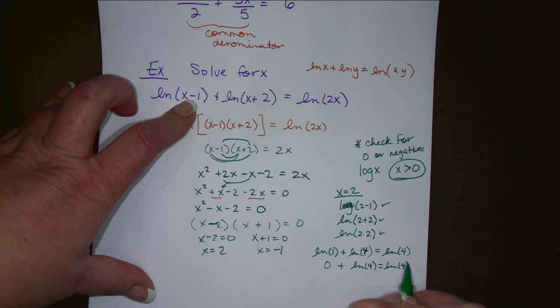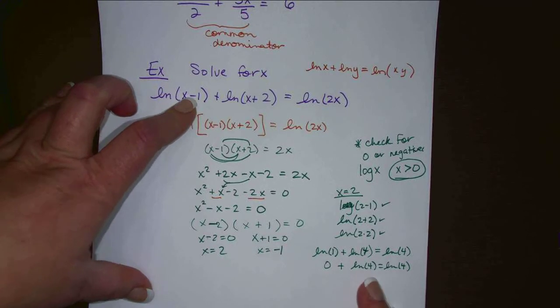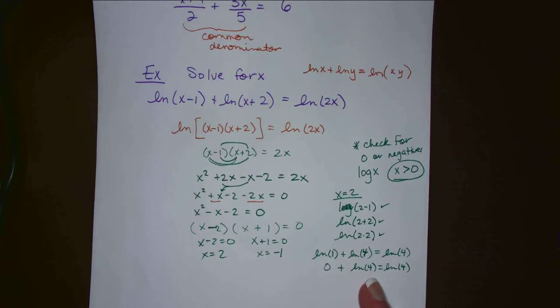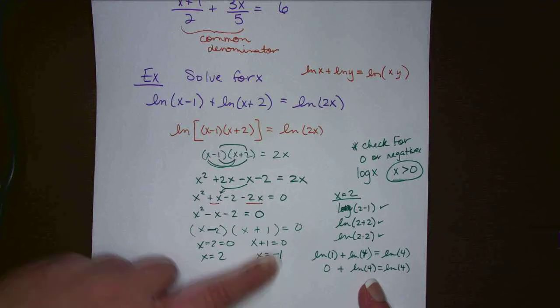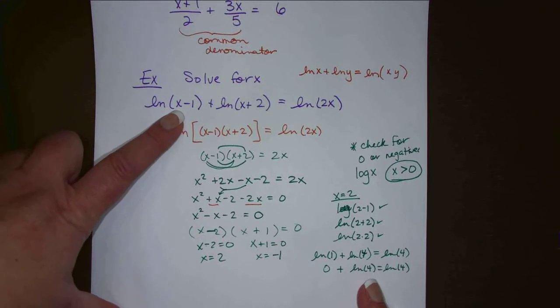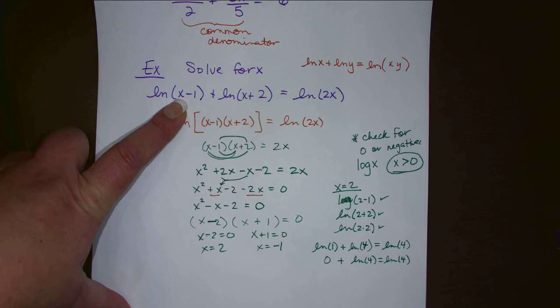You don't need the actual answer to see that ln 4 equals ln 4, okay? Yeah. All right, now plugging in negative 1, this one's probably iffy. Right away I see that it doesn't work. You don't need to check all the rest of the pieces. If it doesn't work in one of them, you stop.